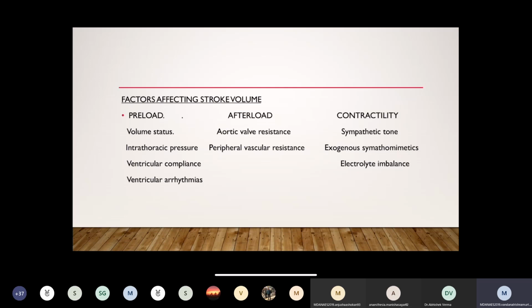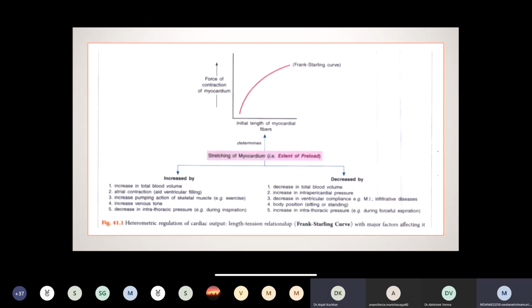Vandana, can you show that curve again? Frank-Starling curve. What is that plateau where the curve is plateauing? What is the significance of that? Ma'am, this signifies that until a particular length of myocardial fibers, there will be increase in force of contraction. When this point reaches, even if you increase the venous return or increase the length of the myocardial fibers, the contraction of the myocardium will not increase. It will be the same. Yes, this is an important point.